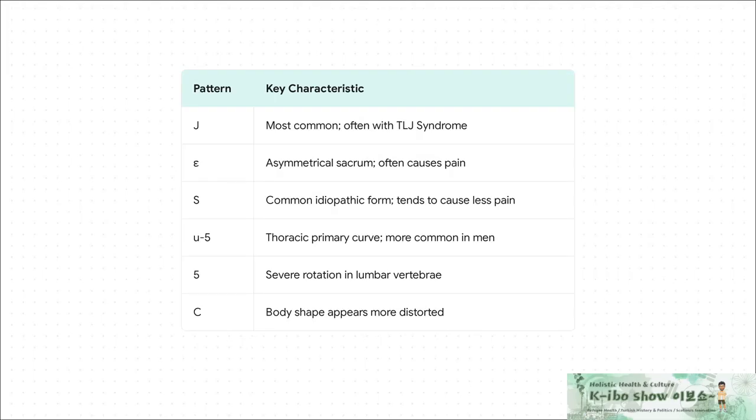This table gives us a fantastic snapshot of the whole system. The J pattern is the most common and, fascinatingly, is often linked with digestive problems. Then you have the epsilon pattern, which is tied to an imbalance at the very base of the spine and is usually pretty painful. The classic S pattern is another really common one, but here's a surprise: it tends to cause less pain. The under 5 pattern has its main curve in the upper back and shows up more often in men. The 5 pattern is defined by some serious rotation in the lower vertebrae. And finally, there's the C pattern, where the person's whole body shape can appear the most distorted.